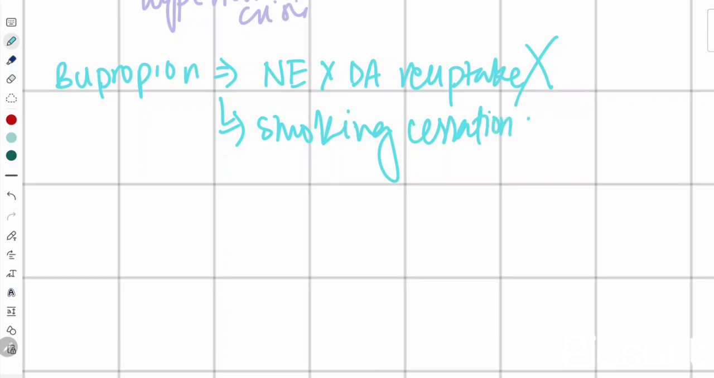And its toxicity is because it inhibits DA reuptake. That means that we have tachycardia, insomnia, etc., headache, seizures in patients with bulimia and anorexia. But there is decreased risk of side effects, sexual side effects, and weight gain.